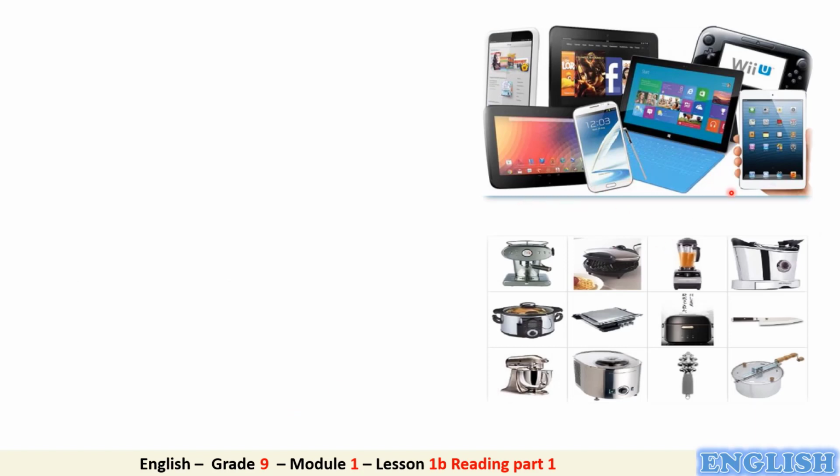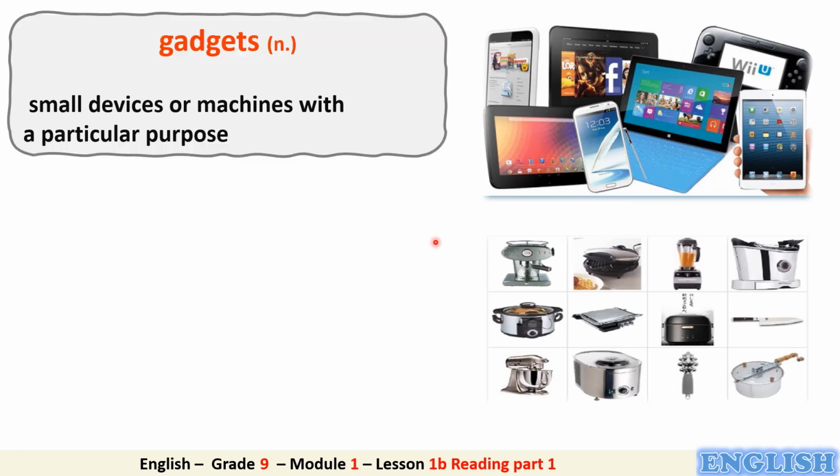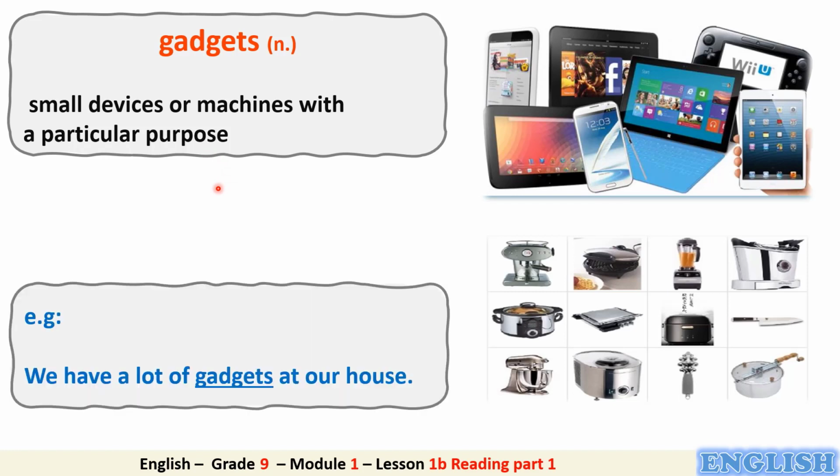Look at these items here in the pictures. All these items are called gadgets, and gadgets here is a noun, which means small devices or machines with a particular purpose. Let's see the example. We have a lot of gadgets at our house.